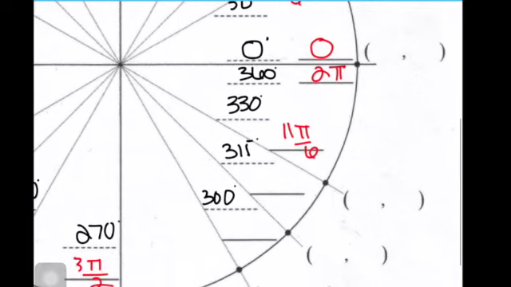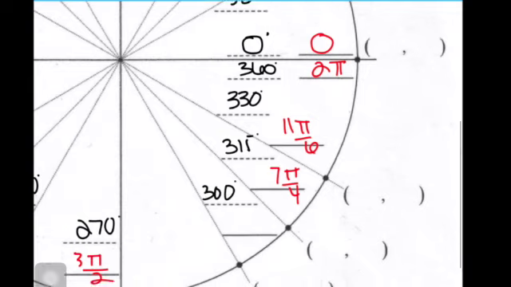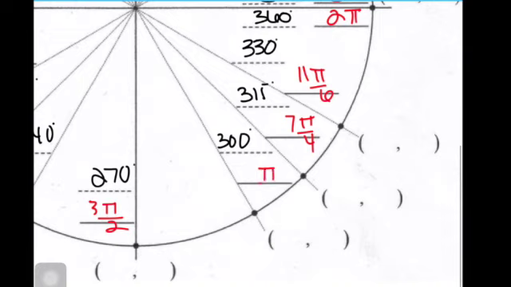The next one is going to be pi over 4. What's double of 4 is 8. 1 less than 8 is 7. This one is going to be the pi over 3 one. Double of 3 is 6. 1 less than 6 is 5.